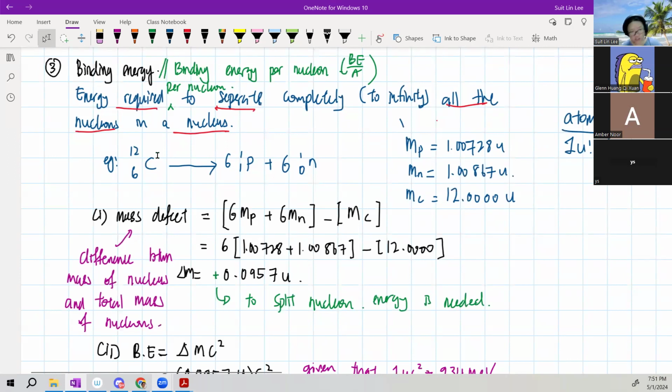Which also tells me that because this mass of carbon-12 is smaller, carbon-12 is more stable. It has less energy. And because now I split this, energy is needed. Makes sense, right? If I want to tear the carbon apart, I need energy. Why would the carbon just disintegrate? It would be very scary, because we are made out of carbon.